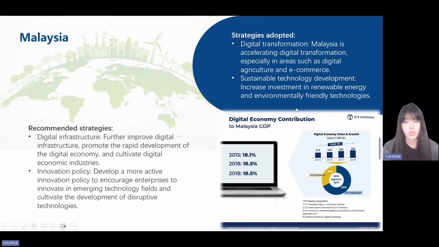Malaysia's strategies adopted is digital transformation. Malaysia is accelerating digital transformation, especially in areas such as digital agriculture and e-commerce. Sustainable technology development. Invest in renewable energy and environmentally friendly technologies.